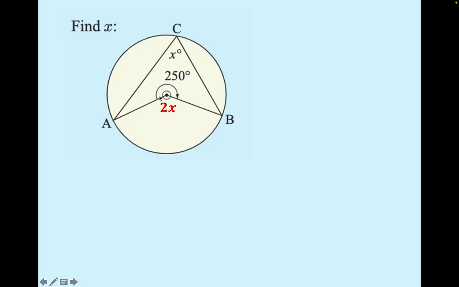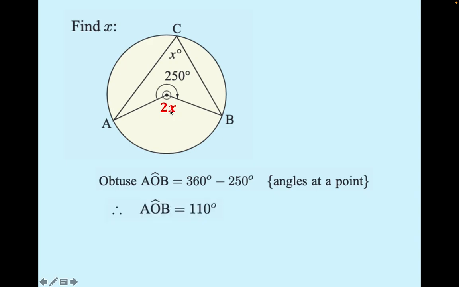Now, if this angle here is 250, do we know what this angle here is? Well, yes, we do. We know that angle AOB, this angle here, is 360 minus 250, because all the way around here would be 360 degrees. We subtract 250 to get this angle here. So that angle must be 110. Okay, angle AOB is 110.